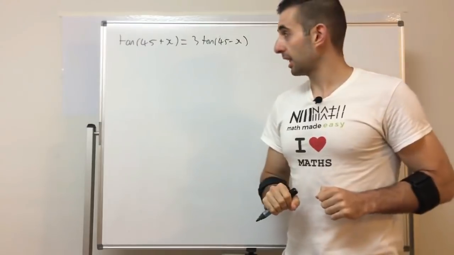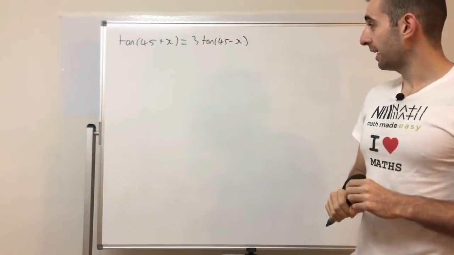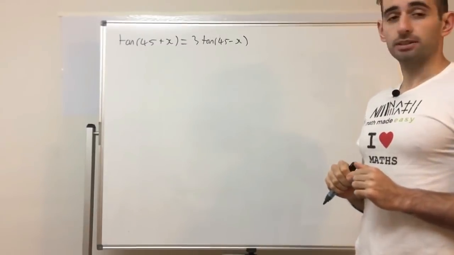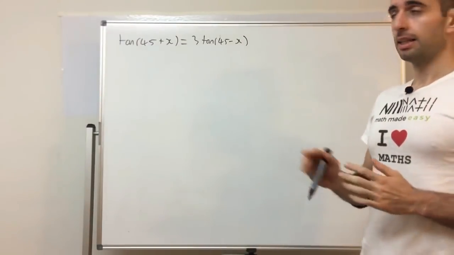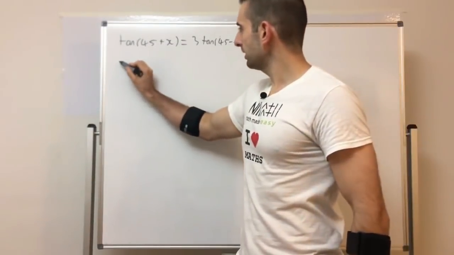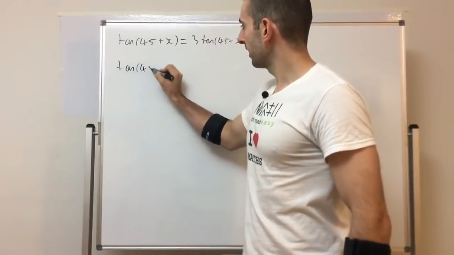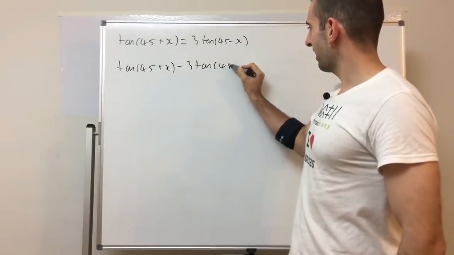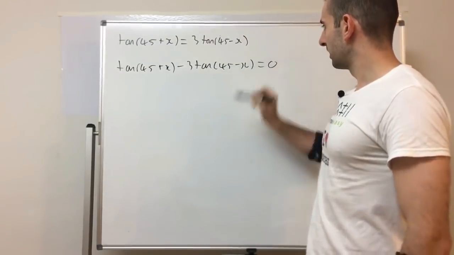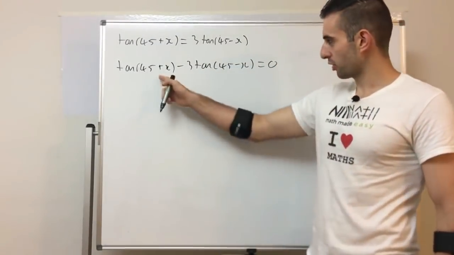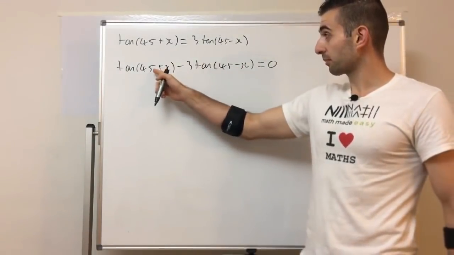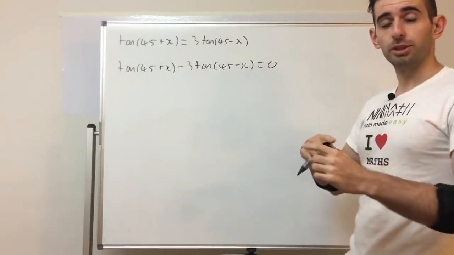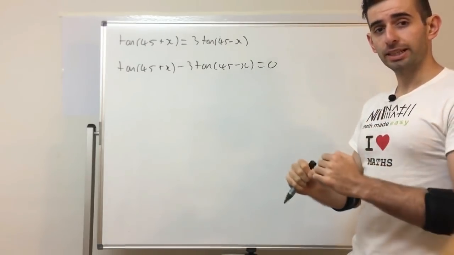All right, the next example. Solve for x: tan(45 + x) = 3 tan(45 - x). Now if I bring it to one side, we ask ourselves, can I factorize this? Obviously not, because these are not common factors. These are different. These are plus, that's a minus, they're different angles, so I cannot factorize. So I need the appropriate trig identity.